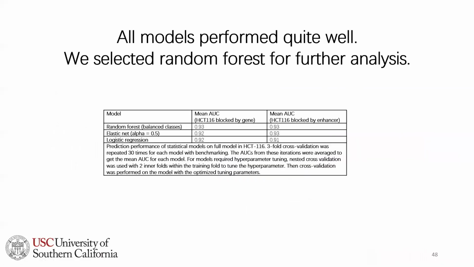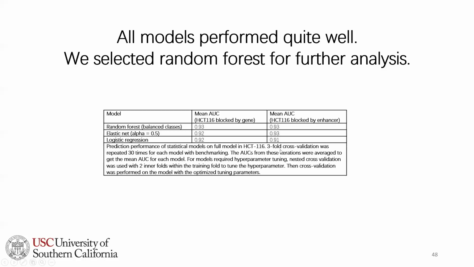And so again, the models all performed really well, and random forest pulled very, very slightly ahead of the others, so we decided to use that for further analysis. But you can see here that in the HCT116 data, we actually did block by gene, and then we blocked by enhancer because in our training set, there were links that shared common genes, and then there were other links that shared common enhancers. So we had to block both ways, but you can see that it still performs really well.